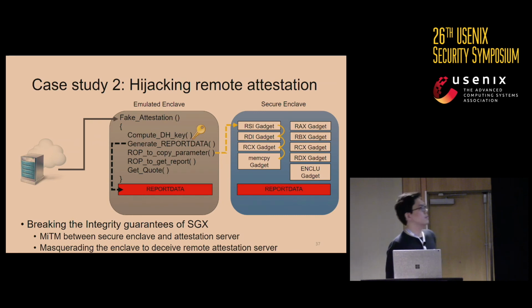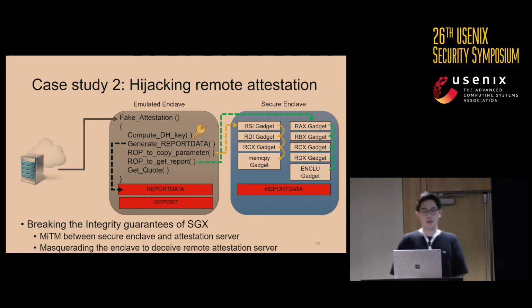And then, to generate the report that is used to accomplish the remote attestation, we chain the gadgets and return to the ENCLU gadget. It's because the EREPORT instruction can also be invoked through the ENCLU instruction. So we chain the gadgets and return to the ENCLU gadget, and we can generate a report data structure. And by chaining the memcopy gadget, we can leak the report data from the enclave to the untrusted app. And using this malicious report, we can hijack the remote attestation.